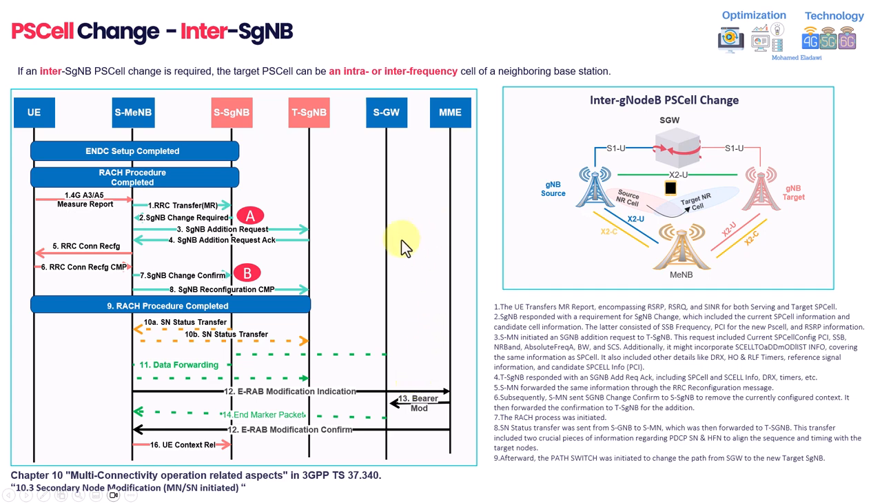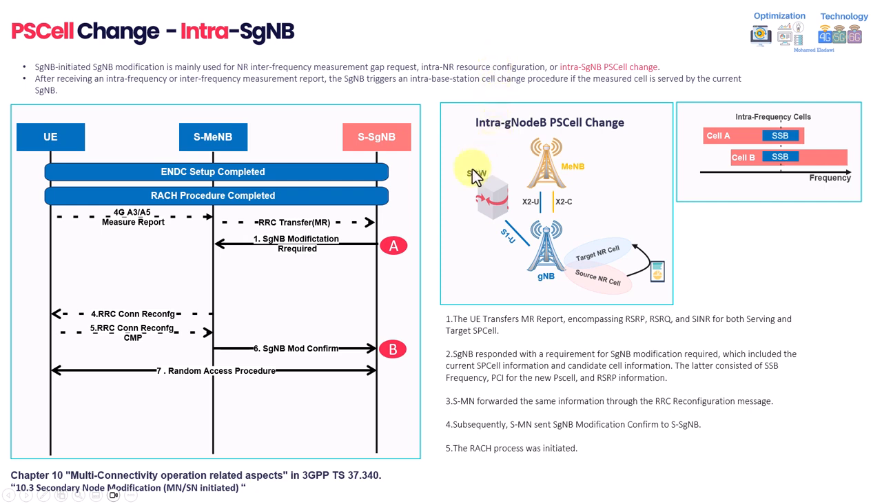We'll move now to the simple one, which is related to the intra-SgNB handover. It will be the next slide. As you can see now, the primary secondary cell change, but this time it's intra-gNB, within the same site. So this is actually a very easy one. As you can see, initially the measurement reports being sent will cover exactly the same information explained before, and we'll have the RRC transfer. Then we'll have this SgNB modification request required. So let's open this message quickly and see what we have in this message.